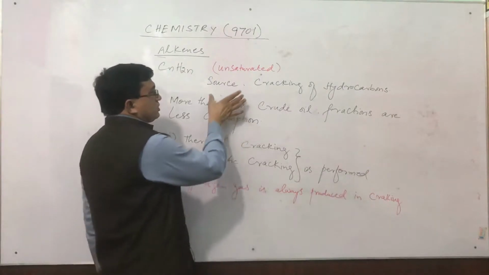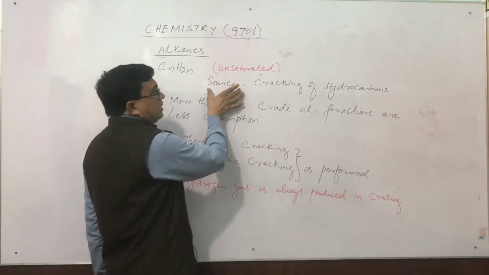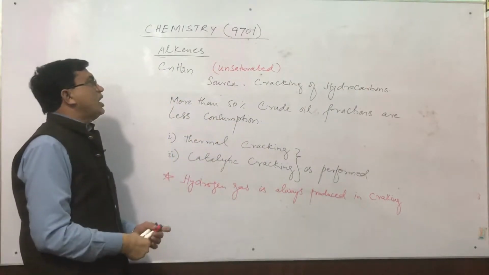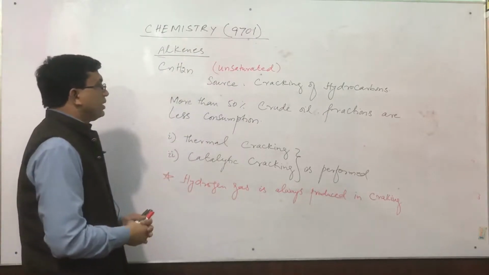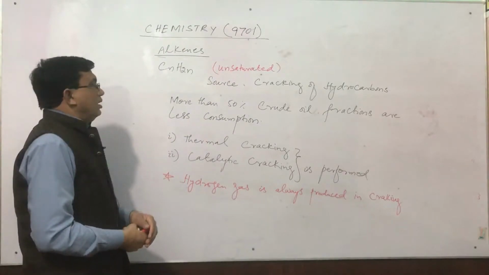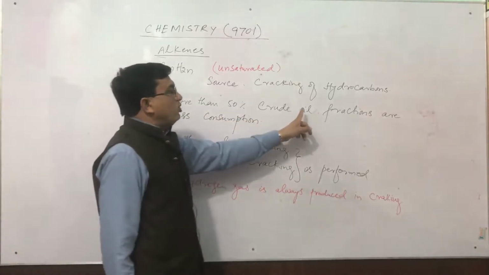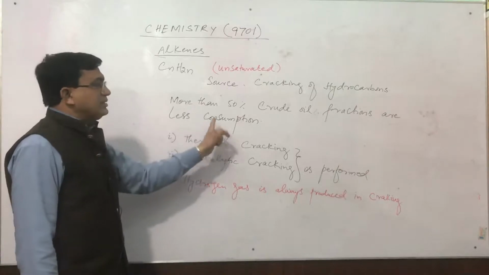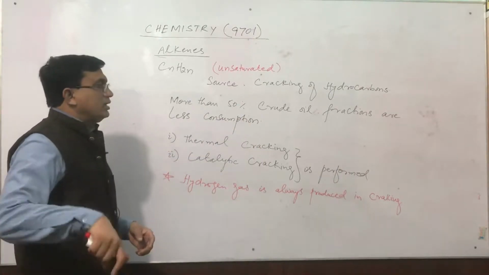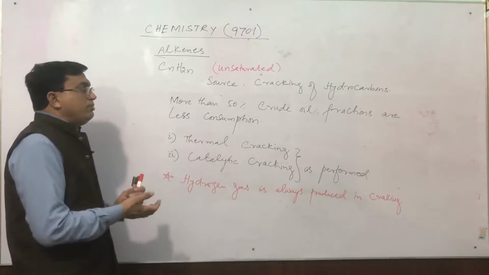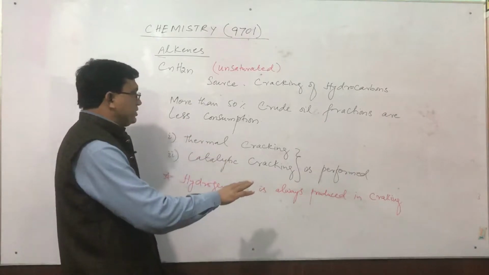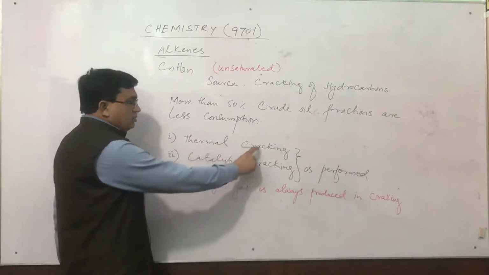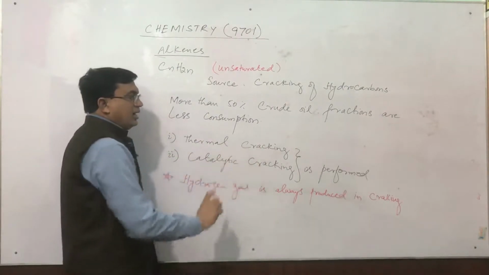What is the main source? The main source is cracking of hydrocarbons. Cracking of hydrocarbons produces unsaturated hydrocarbons. More than 50% of crude oil fractions are of less use. That's why they are cracked to make more useful fractions. In this case, we perform thermal cracking and catalytic cracking.